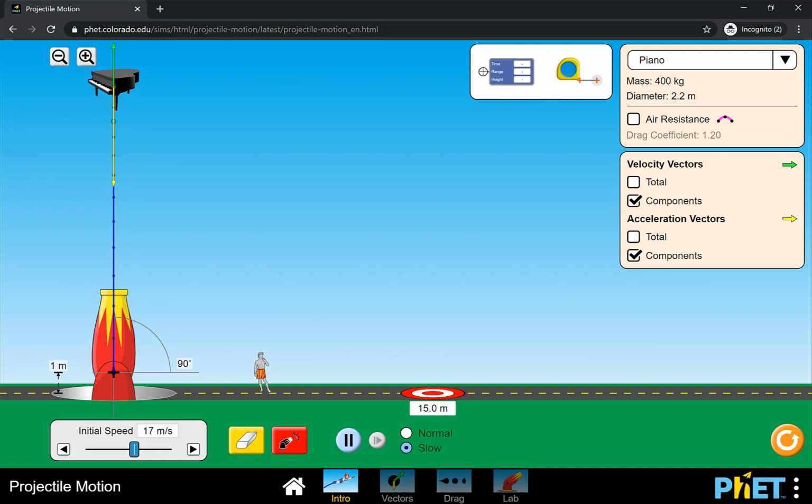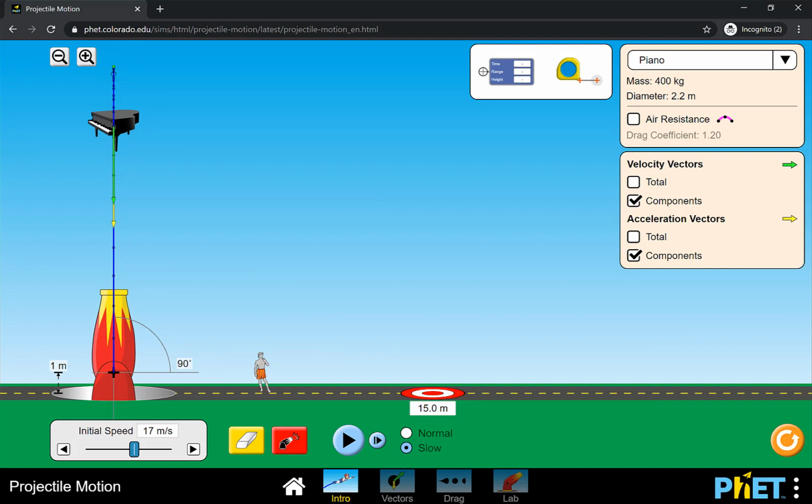Let's continue playing it. Notice it reached the peak and now it's losing velocity. Notice it's gone to 0. And now watch what happens afterwards. The piano starts to come down. Its velocity going down is now increasing over time, while acceleration remains the same.